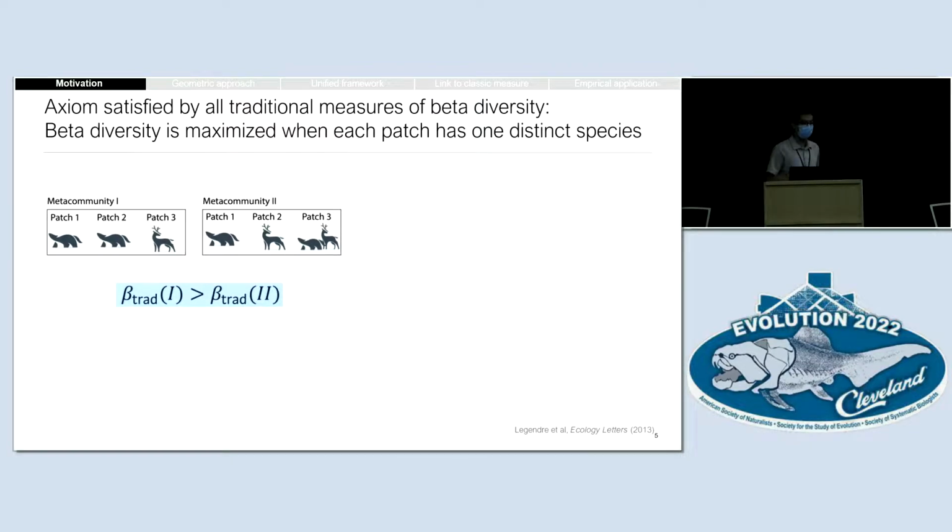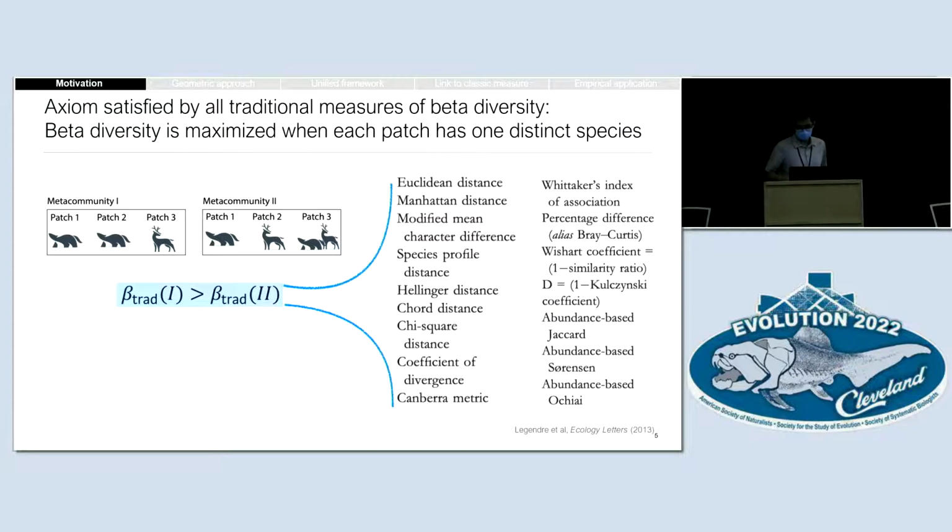This is not a special property of this beta diversity metric. Actually, as proved by Lejeune in this Ecology Letters paper, all of these commonly used measures of beta diversity satisfy this criterion. In another sense, we can even call this an axiom about how people traditionally measure beta diversity. In other words, beta diversity is maximized when each patch only has 1 distinct species.